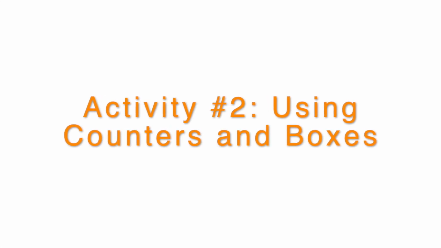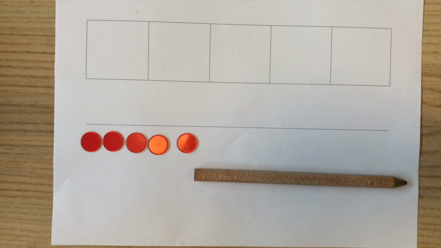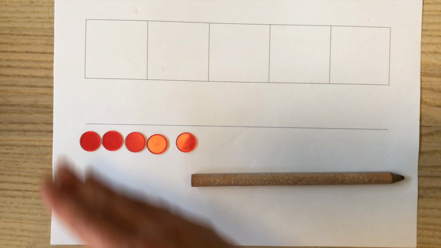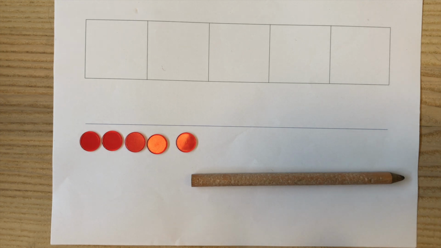Activity number 2, using counters and boxes. So for this orthographic mapping activity that I'm going to be doing with my daughter, I only need some counters or tips or something of the kind, a pencil, and a blank piece of paper. Well, in this case, I'm using a template that I created. You can actually download this template in the video description for free if you want, but you can easily do this on a blank piece of paper.